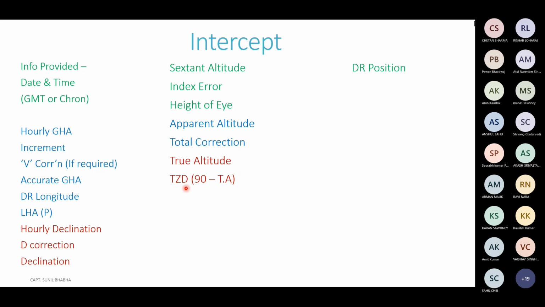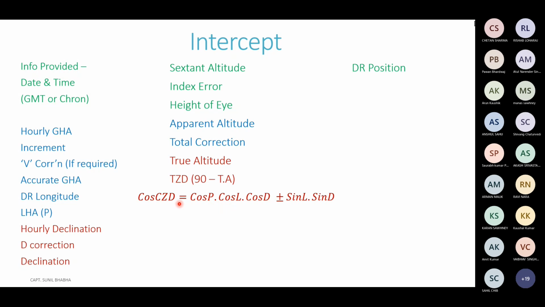Once these items are obtained, we are now ready to go into the intercept formula. So let's see the intercept formula now. The intercept formula says cos of CZD, that is calculated zenith distance, is equal to cos of P multiplied by cos of latitude multiplied by cos of declination plus minus sine of latitude into sine of declination.